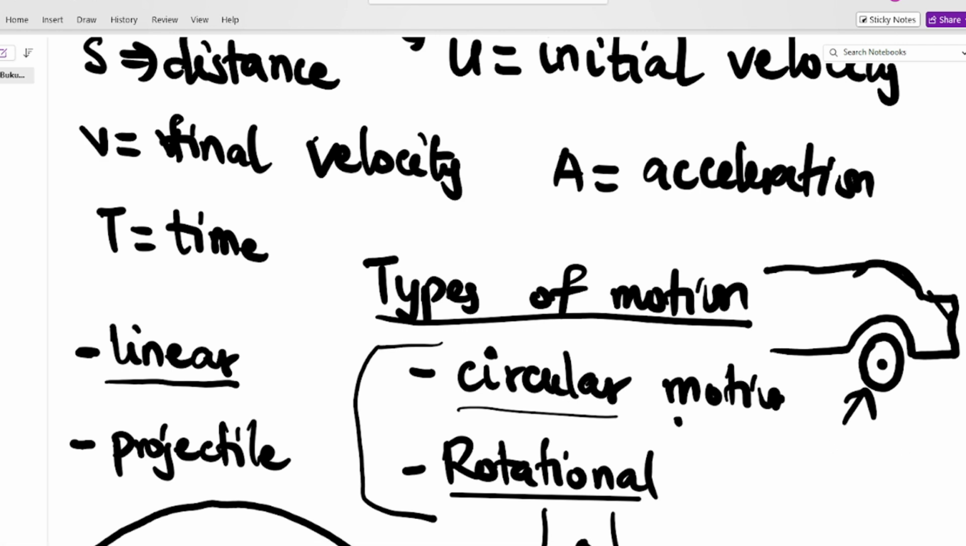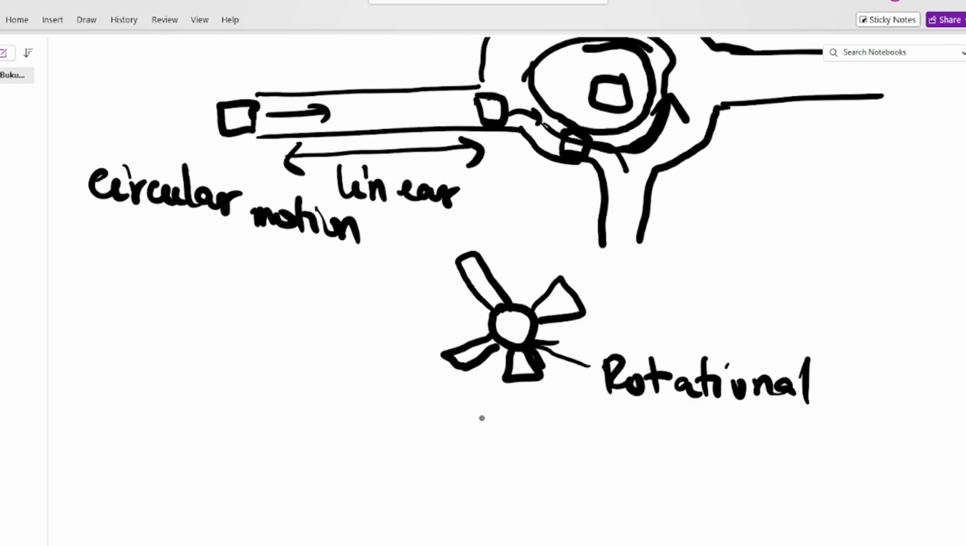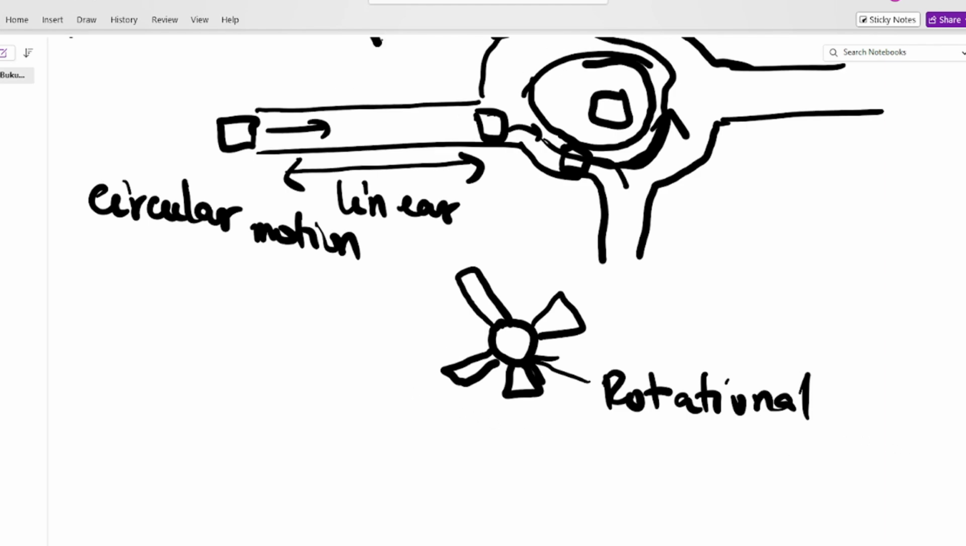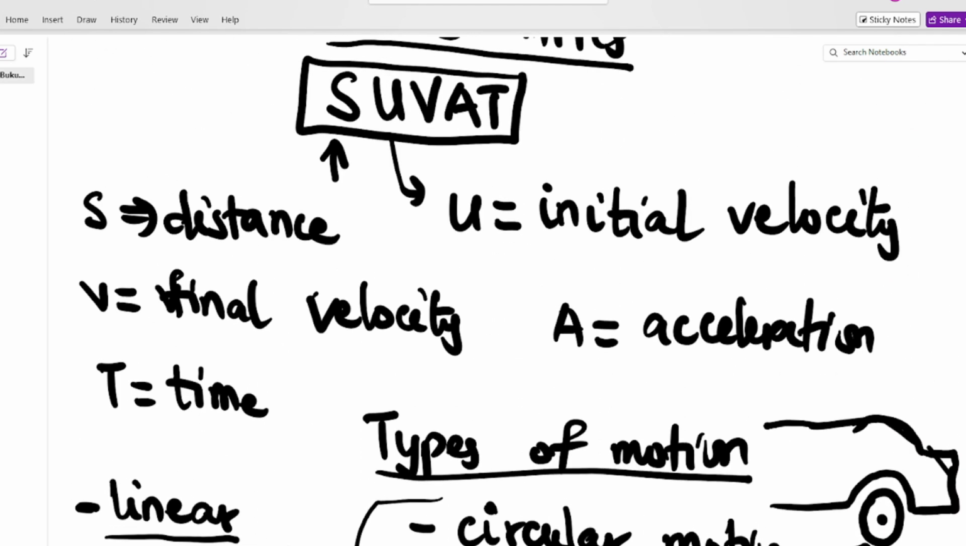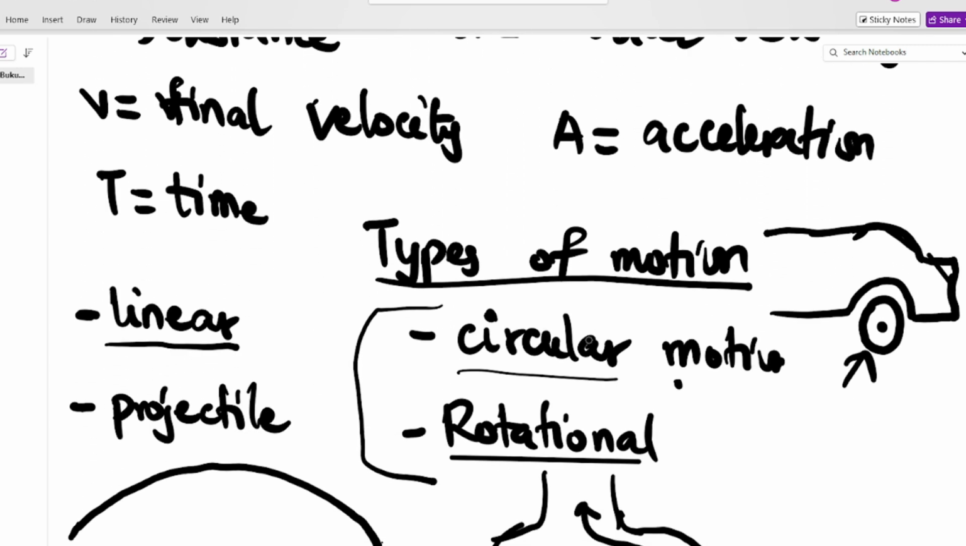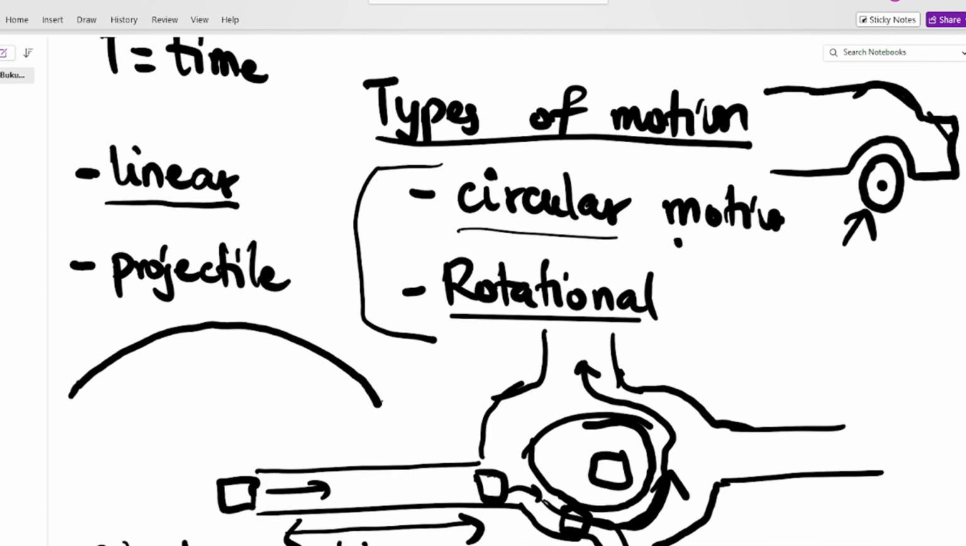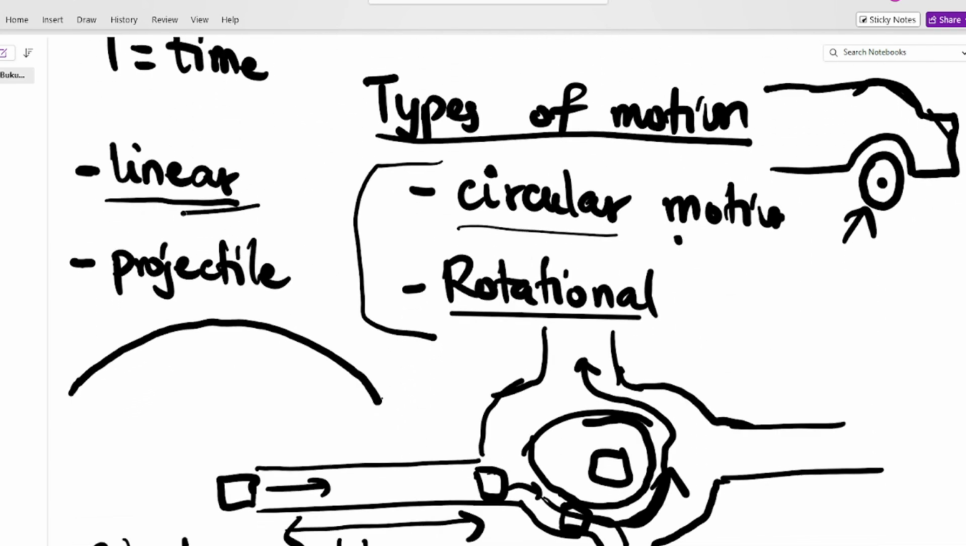Kennedy, are we okay with that too? Yes, please. Okay, so those are the basic types of motion that we have. So we are going to focus on linear motion. In all these types of motion, we always have to use these terms. Suvat will also always come in. So let's start with linear motion.